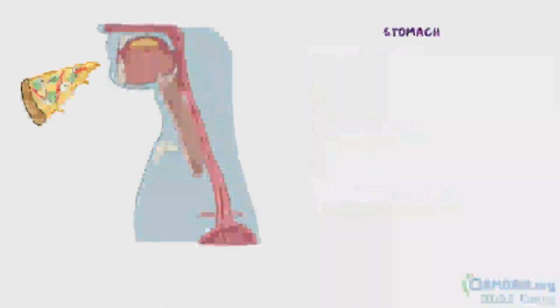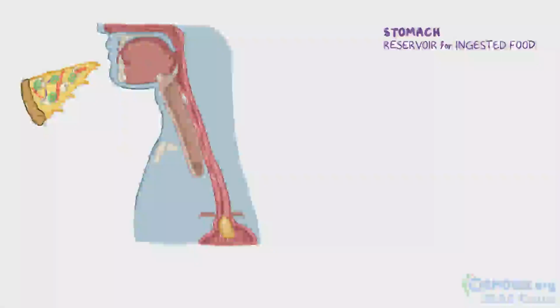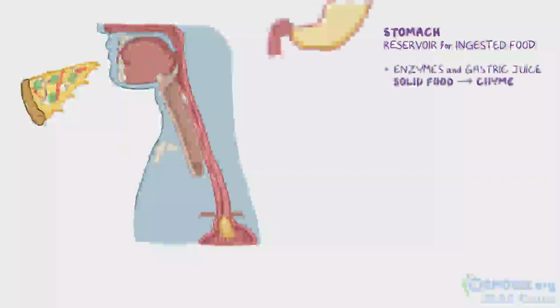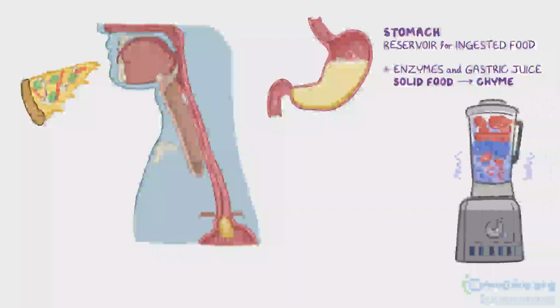Now, let's move on to the stomach, the next stop for our bite of pizza after its journey through the esophagus. The stomach acts as a reservoir for ingested food like our piece of pizza, and prepares it for digestion with the help of enzymes and gastric juice, which gradually converts solid food into a semi-liquid mixture called chyme. We can think about the stomach as our own endogenous food blender.